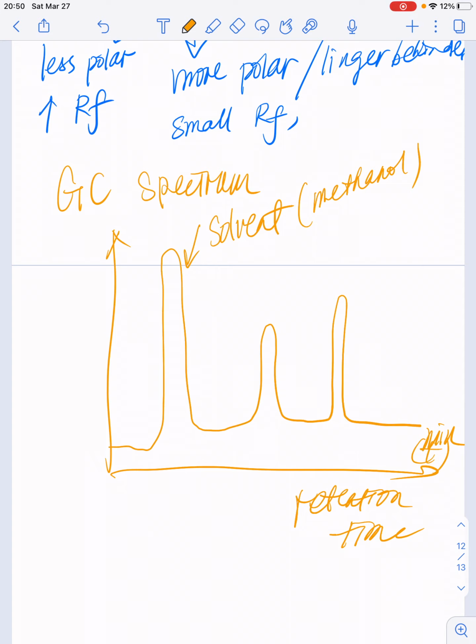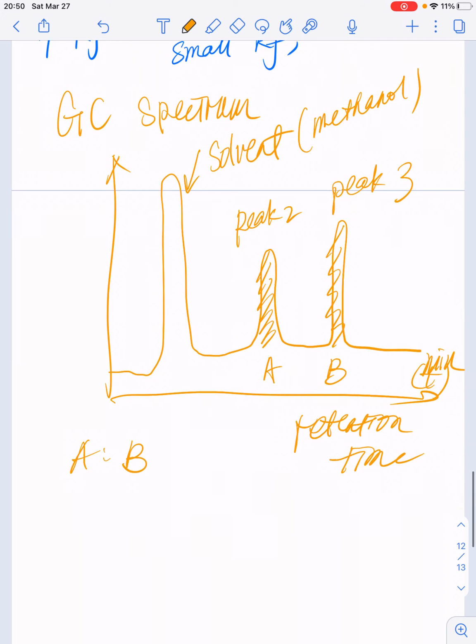The second peak and the third peak will be your product mixture, right? If you calculate the area of these two peaks, it's going to give you the ratio of the two products, how many you have.